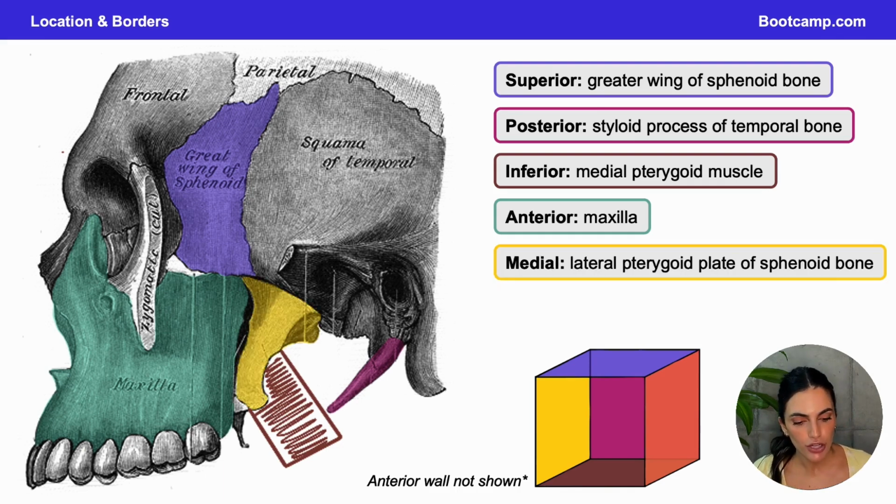Next, our medial border is going to be the lateral pterygoid plate of the sphenoid bone. So here's the sphenoid bone again. We said that the greater wing of the sphenoid is going to be forming the superior border. Well, that lateral pterygoid plate, which is found slightly more posteriorly along the sphenoid bone and more inferiorly, is going to be forming our medial border.